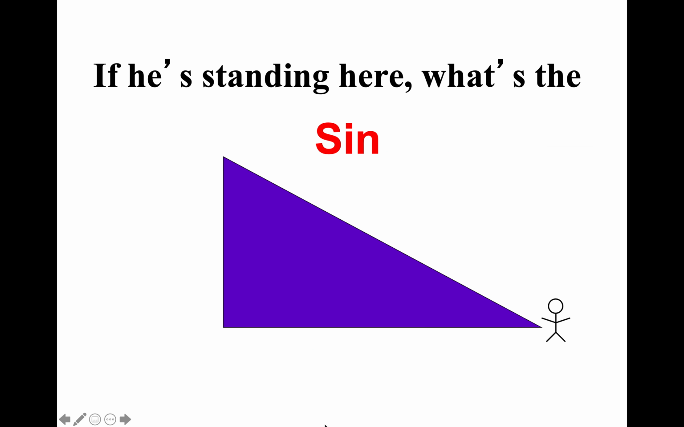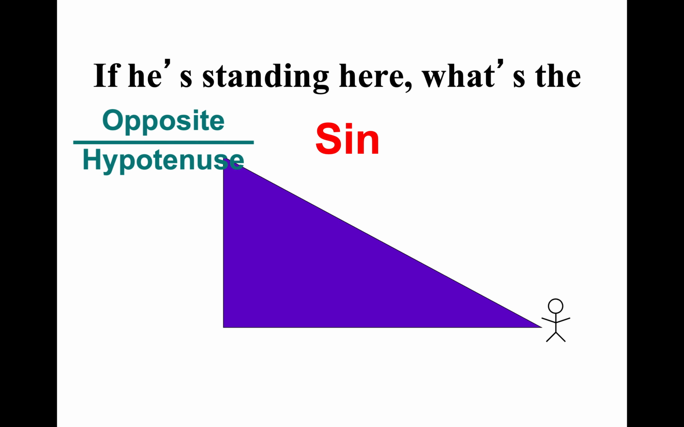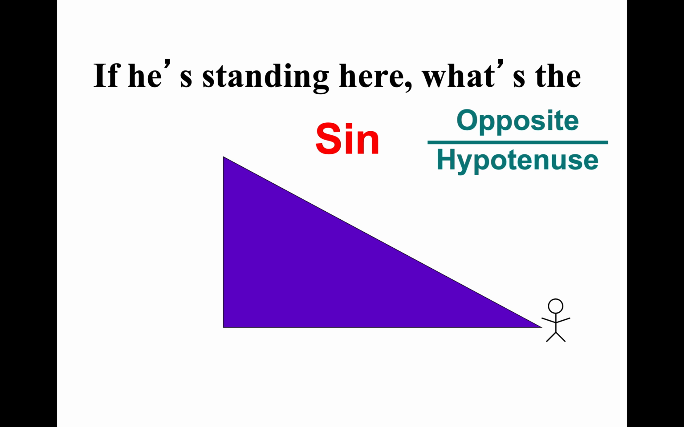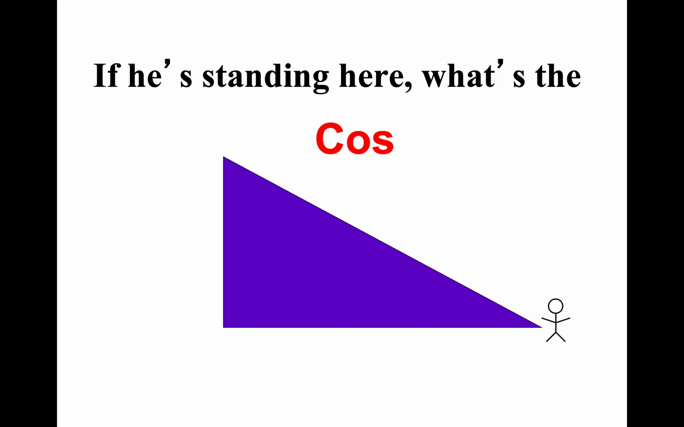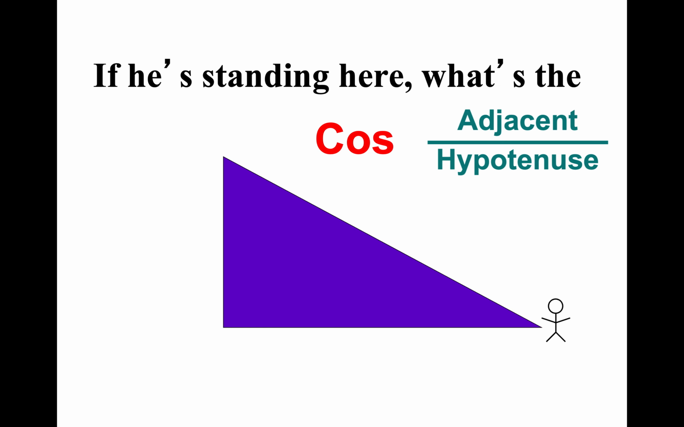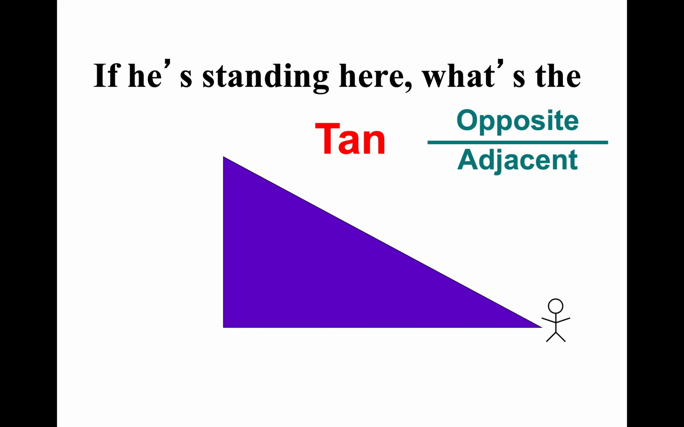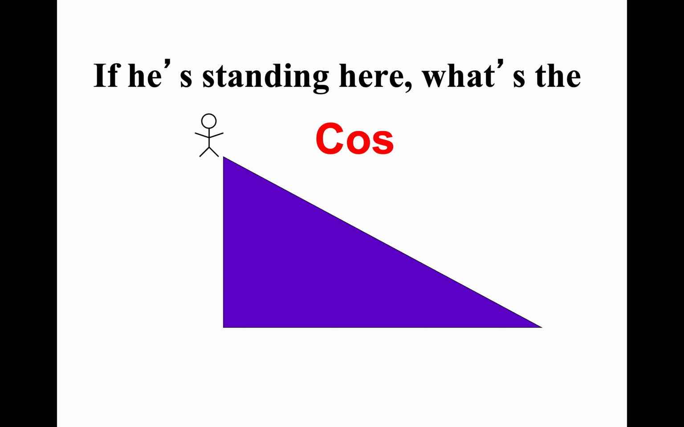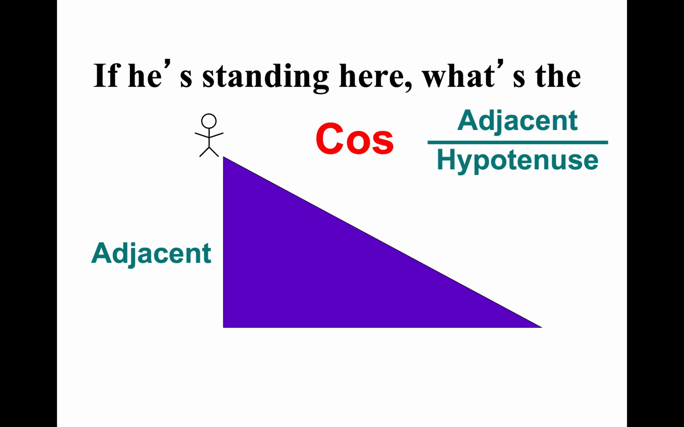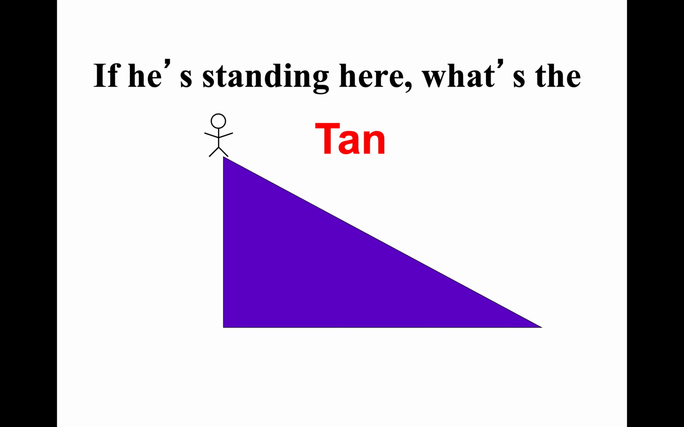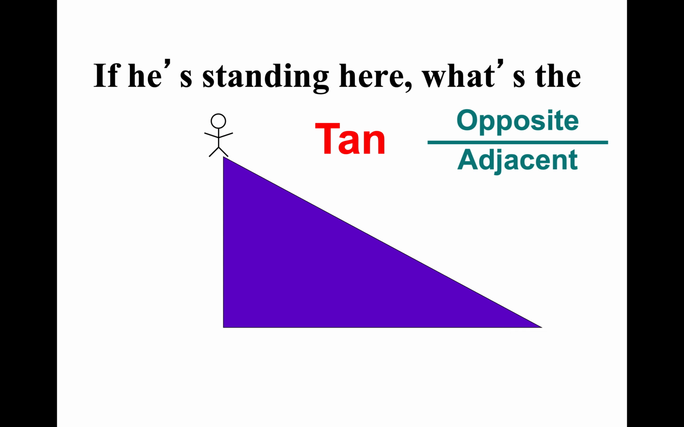Okay, if he's standing here, what's the sine? Well, we need opposite over hypotenuse. So from the person, this is opposite, this is hypotenuse, those are the two we need. For cosine, we need adjacent over hypotenuse. For tangent, we need opposite over adjacent. Cosine, we need adjacent over hypotenuse. Tangent, we need opposite over adjacent.